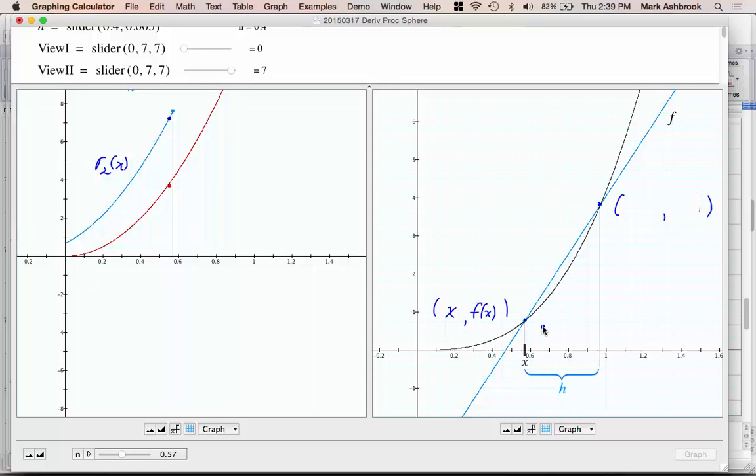What are the coordinates of the second point? X plus? What are we calling the change in x now? H. And? F of x plus h. So this is a lot cleaner, right? A lot easier without that left x in there. So now we're ready to write the function for the rate of change.